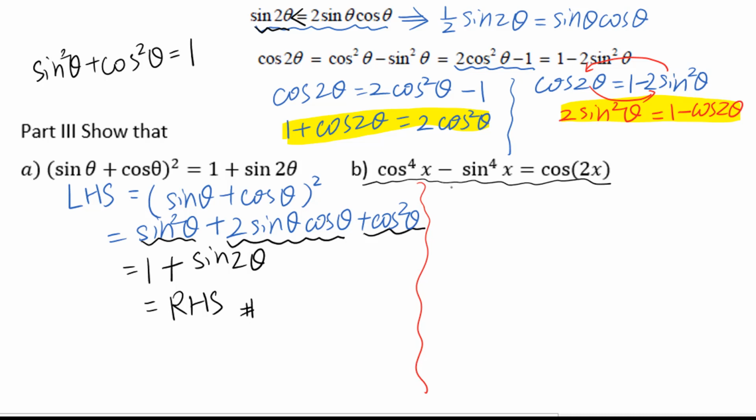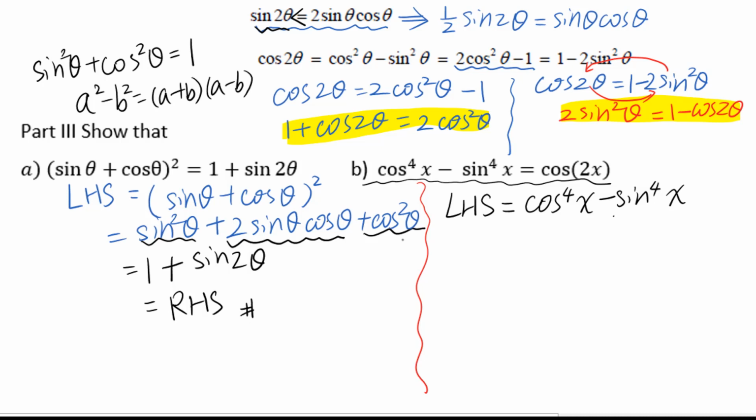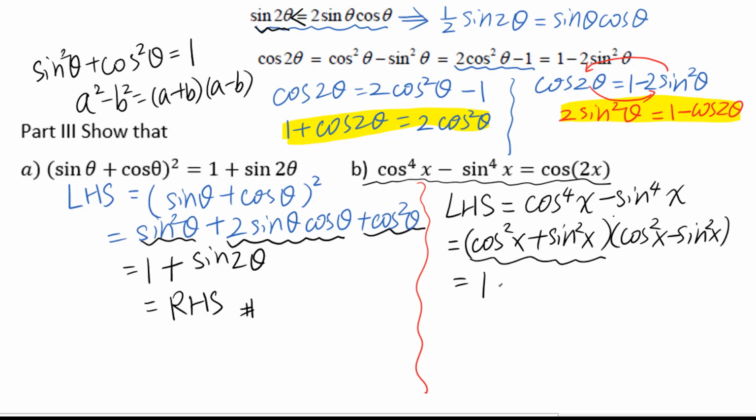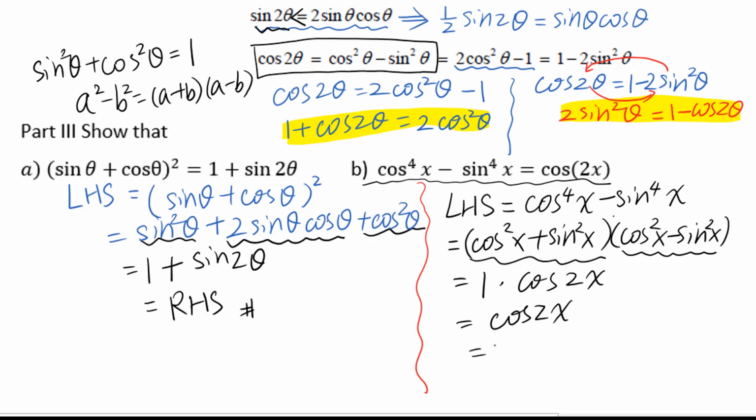Cosine fourth power x minus sine fourth power x equals cosine 2x. From the left hand side, you will have cosine fourth power x minus sine fourth power of x. Remember this, you have a squared minus b squared. We can factor a plus b times a minus b. You will get cosine square x plus sine square x, then times cosine square x minus sine square x. This is 1. So 1 times cosine square x minus sine square x, we will use this formula. That is cosine 2x, which equals the right hand side.